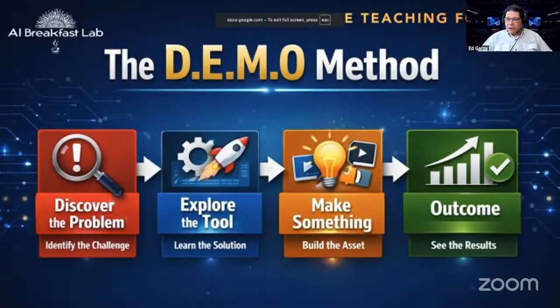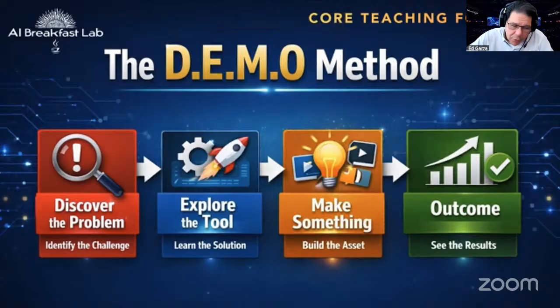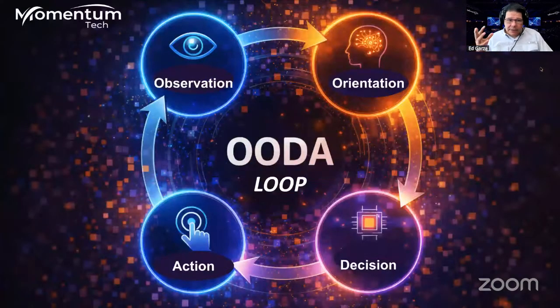All right, so this is our core teaching principle here. It's called our DEMO method. D, we discover the problem. We identify the challenge. E, we explore the tool, maybe one or two AI tools to learn the solution. M, we make something happen. We build an asset. O, we show you the outcome. We look at the results. Sometimes we finish the project. Sometimes we start a first draft and we come back to it. That's the case today.